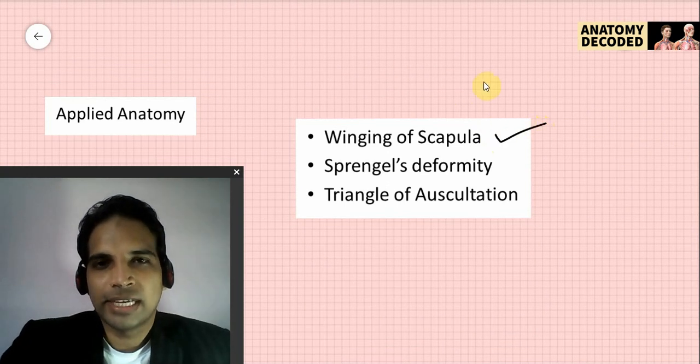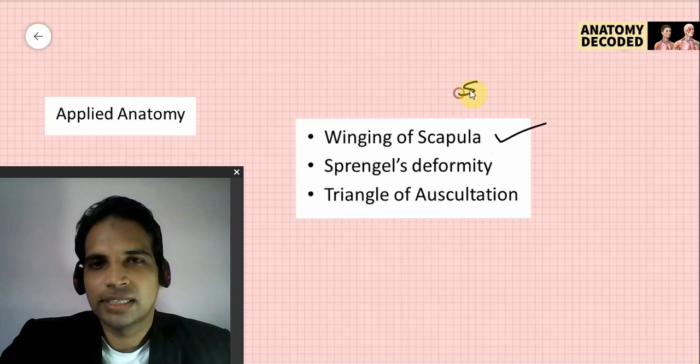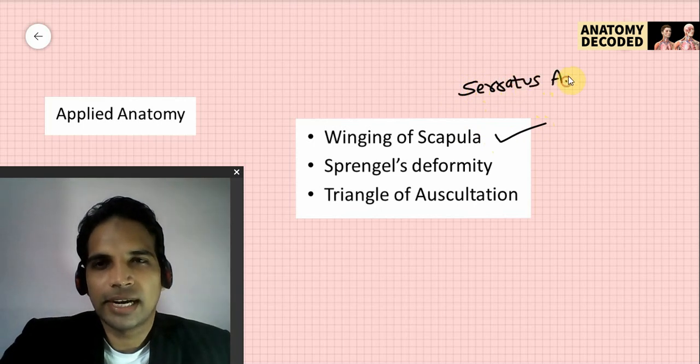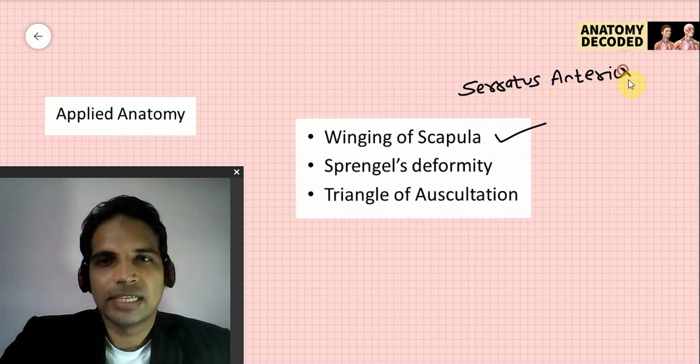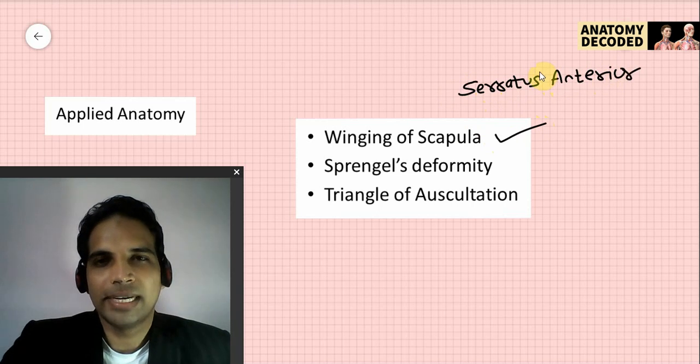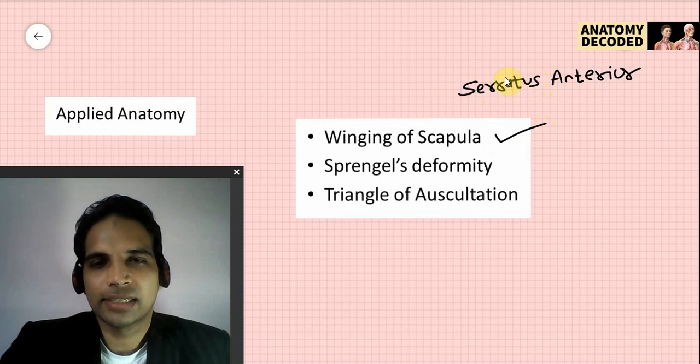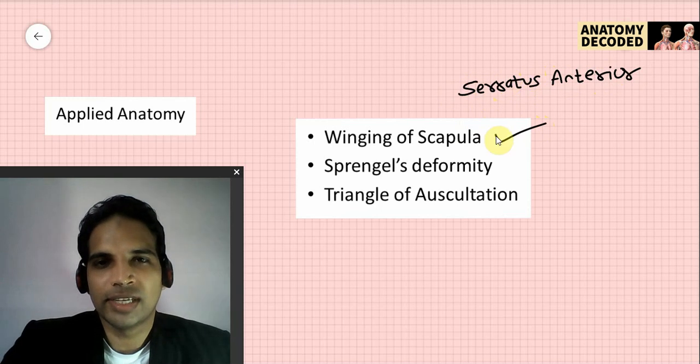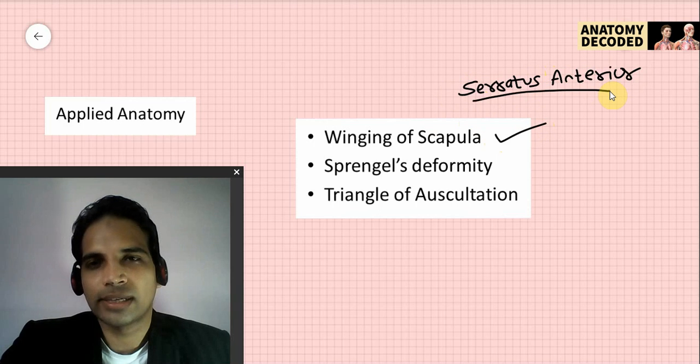This occurs whenever there is paralysis of the muscle serratus anterior, the muscle which is attached along the medial border of the scapula, costal aspect. If this muscle gets paralyzed, then it leads to a clinical condition referred to as winging of the scapula. So we should know the root value of the nerve supplying serratus anterior. It is C5, C6, C7.